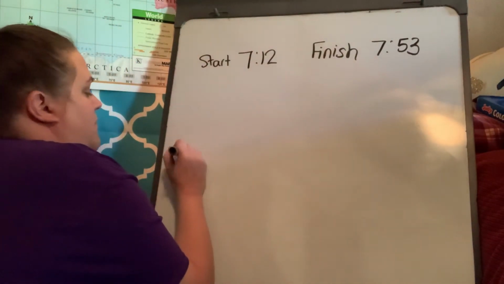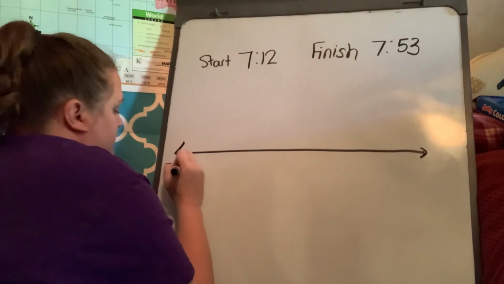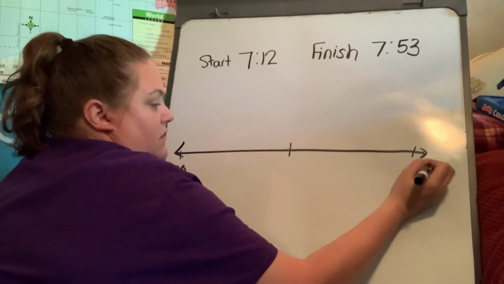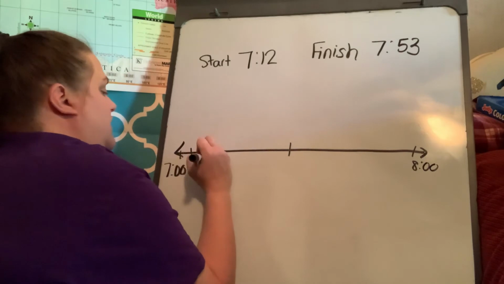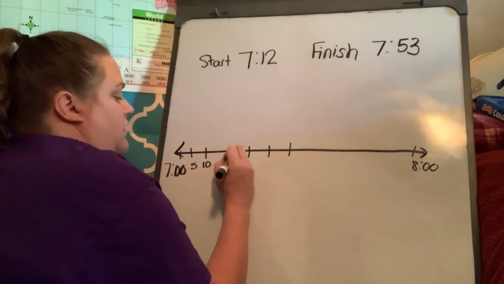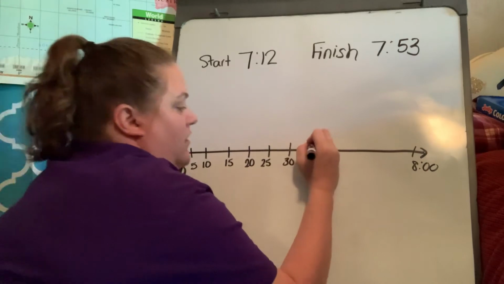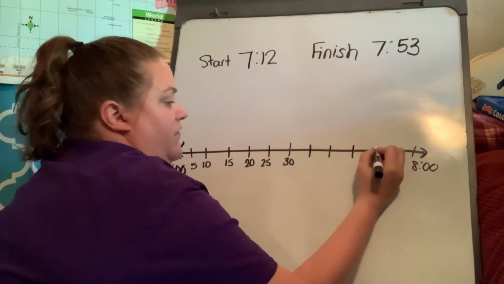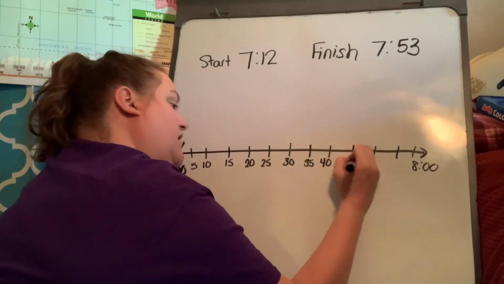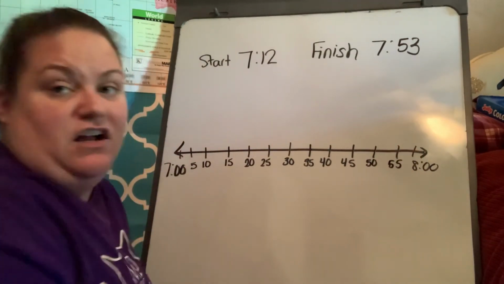So I'm going to draw out my number line. I'm going to start at 7:30. I'm going to do 5, 10, 15, 20, 25, 30, 35, 40, 45, 50, 55. And that would be 60 for 8 o'clock.